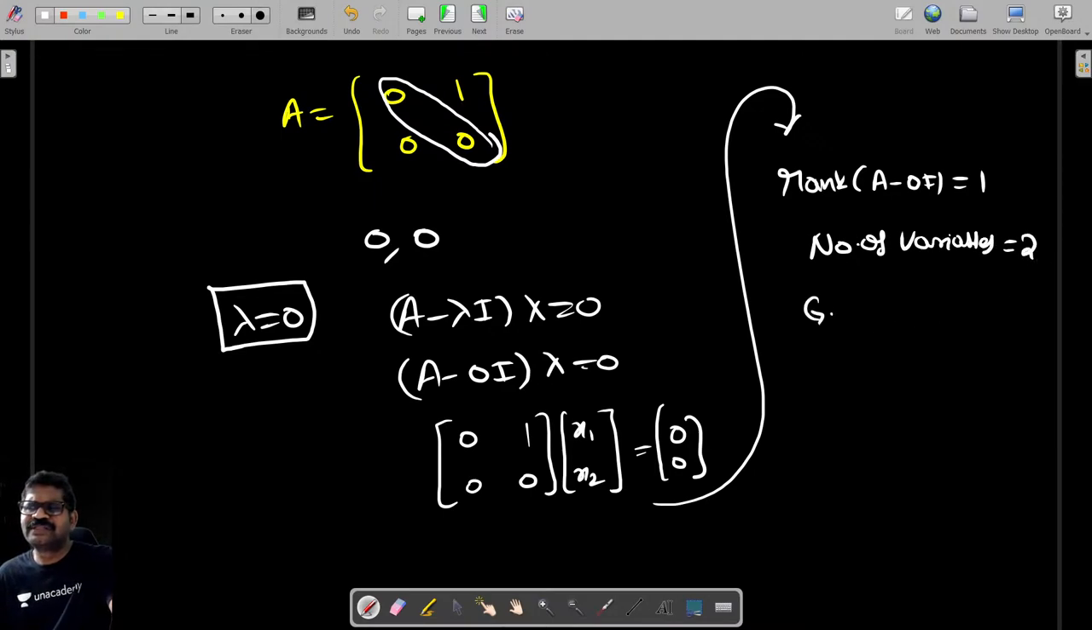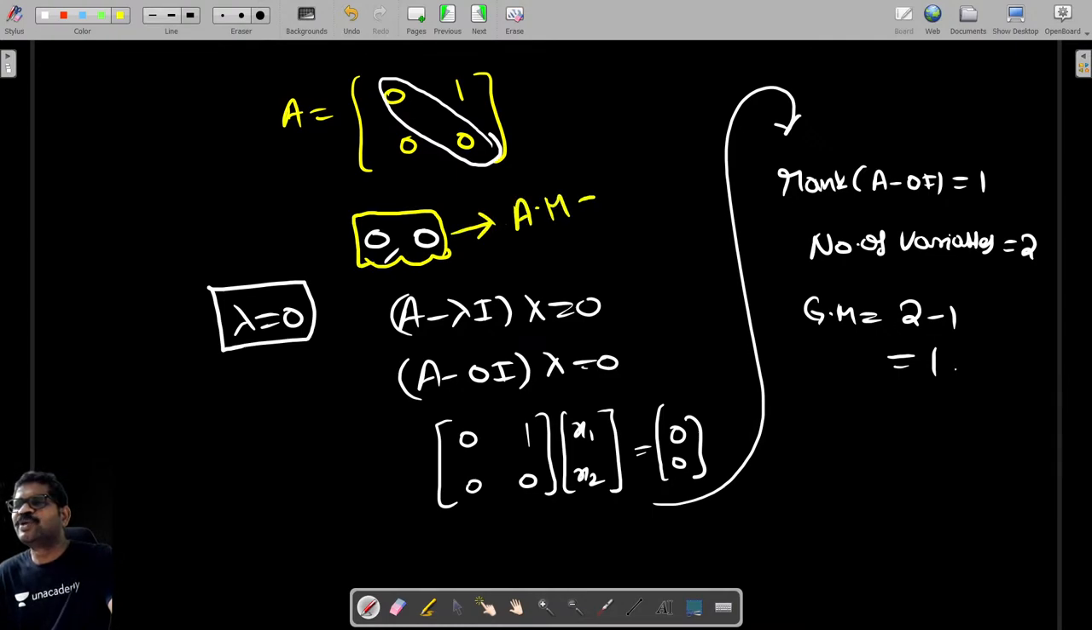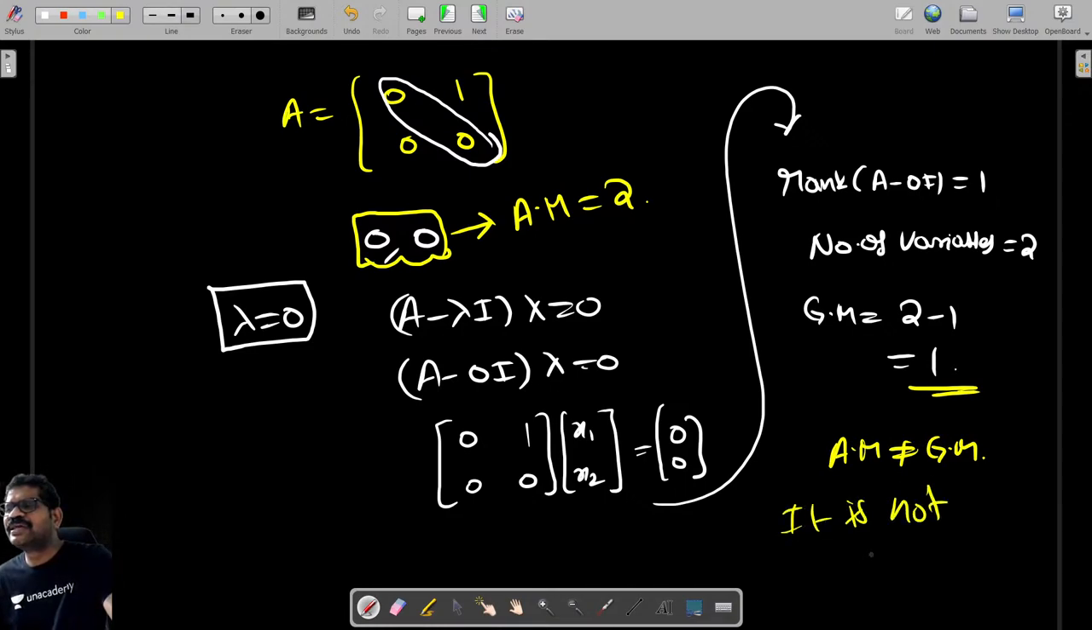Therefore, geometric multiplicity is 2 minus 1, 1. So, geometric multiplicity is 1. But algebraic multiplicity, how many times the eigenvalue is repeated? 2 times. So AM is 2, but GM is 1. AM not equal to GM. If AM is not equal to GM, it is not diagonalizable.